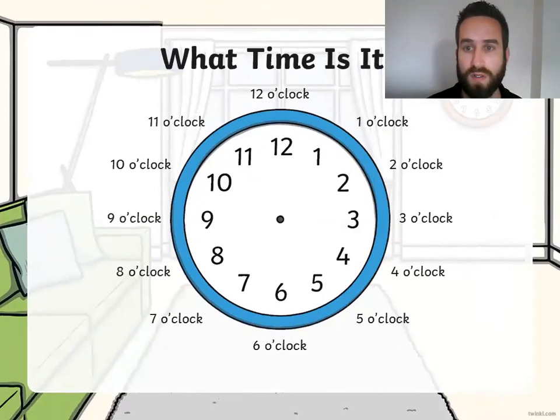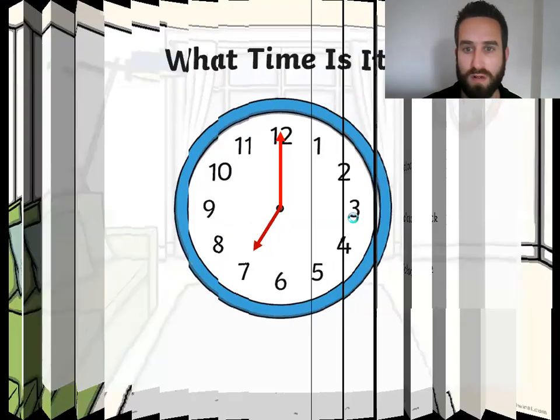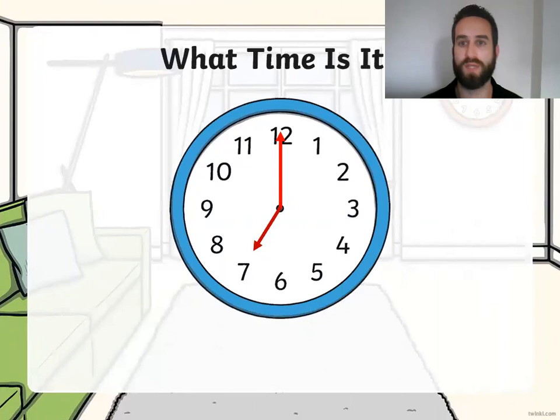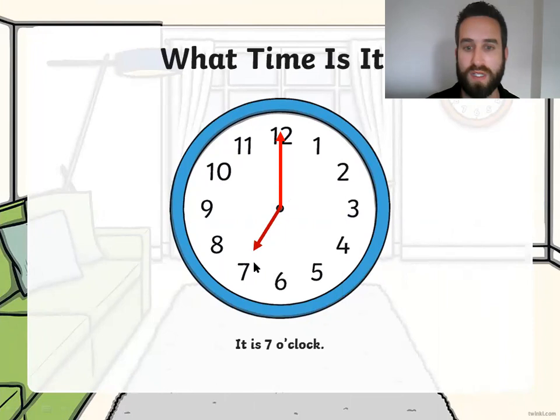All right, and you can see, very easy. All of these numbers on the clock are for the hour. And it's very easy to read the hour. When the short hand is pointing at the number, that's what time it is. So what time is it here? We have the long hand pointing at the 12, so that must mean it's o'clock. And what o'clock? Oh, it's 7 o'clock.